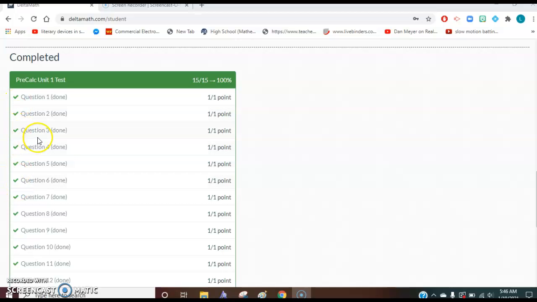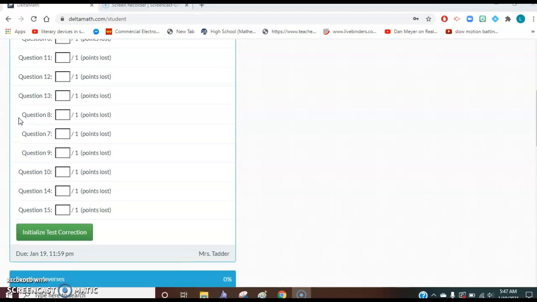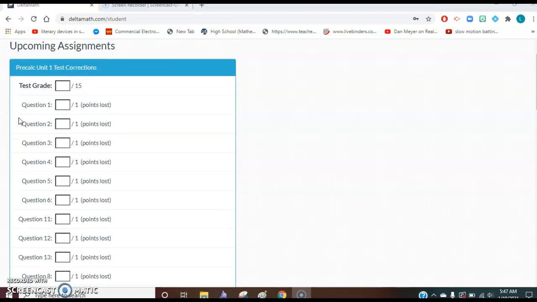So if you got a question wrong, what you would do is come back up here, and if you got the question wrong, you would put a 1 because it's asking you how many points you lost. And each question was only worth 1 point. So if you got question 1 wrong, put a 1. If you got question 11 wrong, put a 1. If you got question 4 wrong, put a 1.